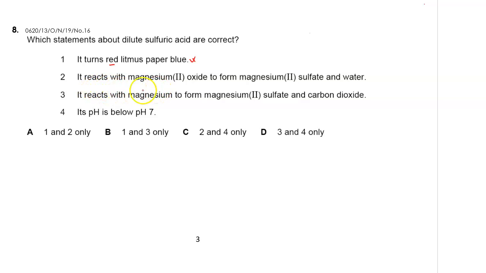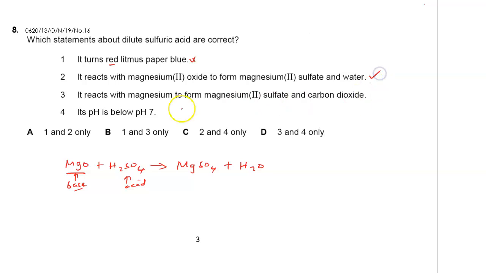It reacts with magnesium oxide to form magnesium sulfate and water. Let's see. Magnesium oxide plus sulfuric acid, what do we get? We get magnesium sulfate plus water. Of course, that is true, because magnesium oxide is a base, and bases with acid form a neutralizing reaction, giving us salt and water only.